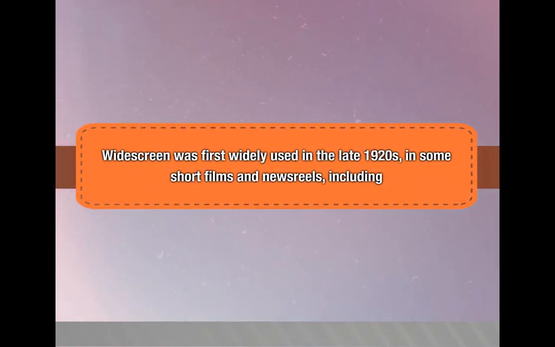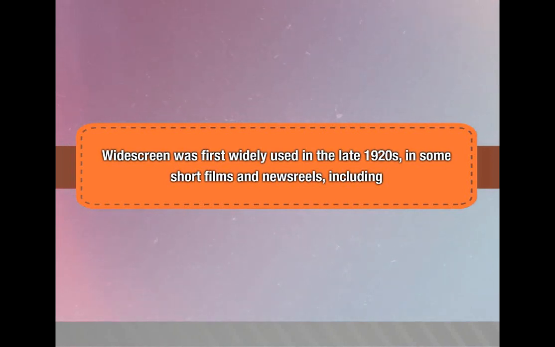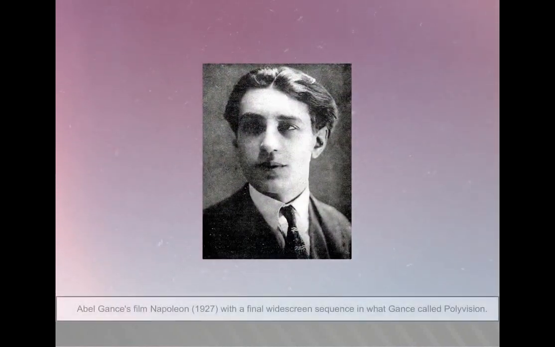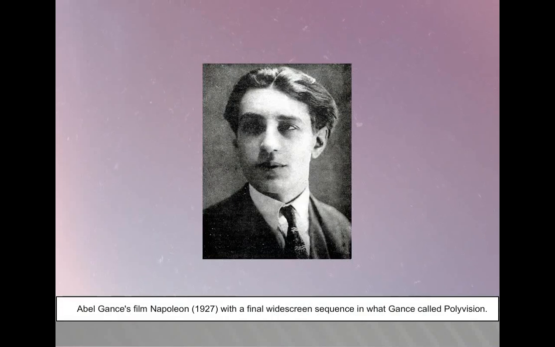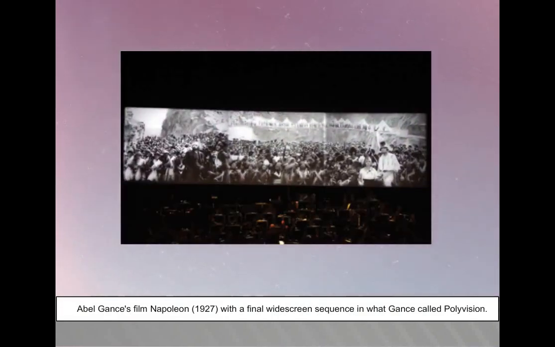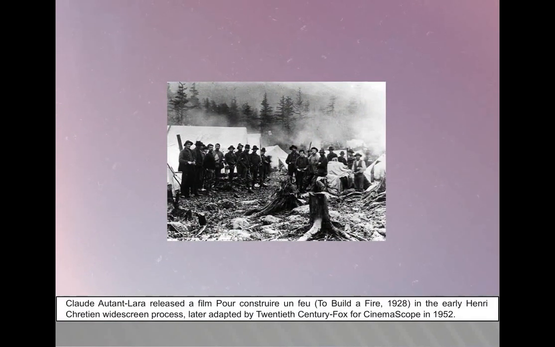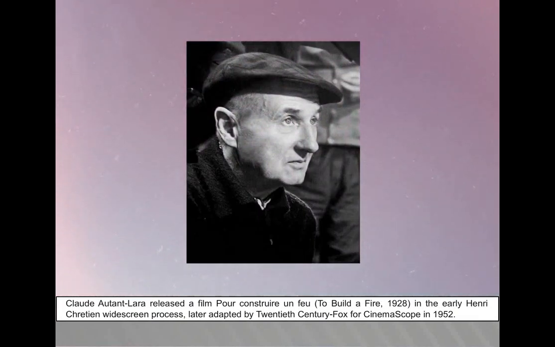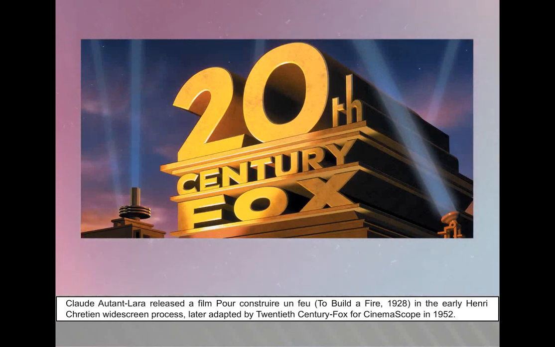Widescreen was first widely used in the late 1920s in some short films and newsreels, including Abel Gance's film Napoleon, 1927, with a final widescreen sequence in what Gance called Polyvision. Claude Autant-Lara released a film, Pour construire un feu, To Build a Fire, 1928, in the early Henri Chrétien widescreen process, later adopted by 20th Century Fox for CinemaScope in 1952.